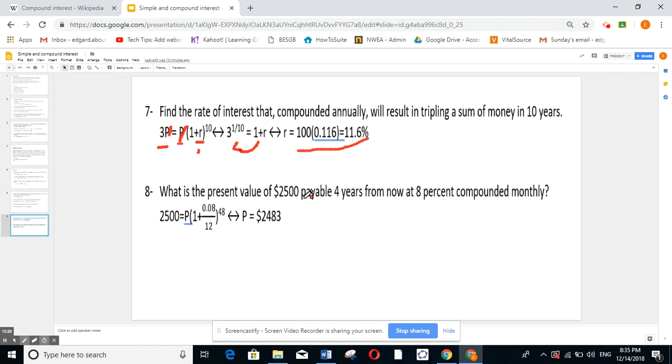Number 8, what is the present value of $2,500 payable 4 years from now? I want the $2,500 after 4 years. So this is the future value. So I need to find the present value where interest is 8% compounded monthly. So it says compounded monthly, I need to divide the 8% by 12. I want it for 4 years, so 4 times 12, because I'm going to take the interest 48 times, so power 48. So if I do the calculation, 2,500 divided by this whole expression, in the calculator, I'm going to get 2,483. And what will be the interest gained? It will be the difference between these two.